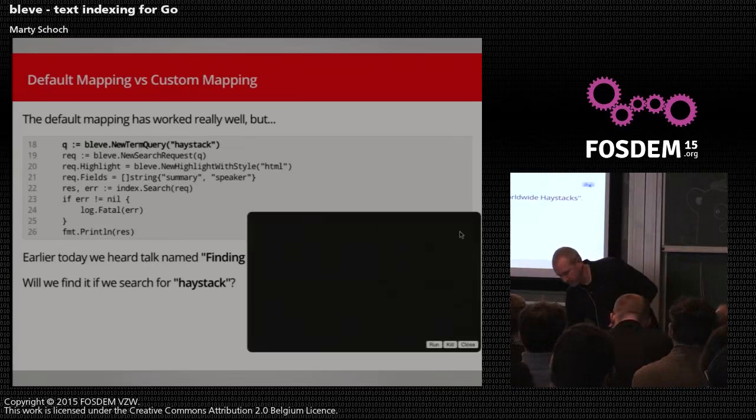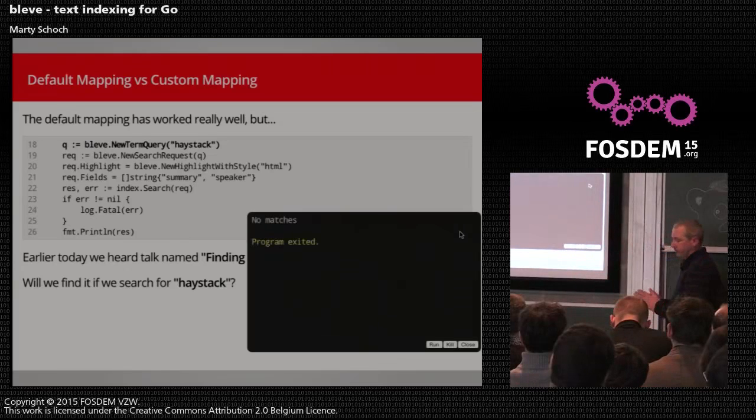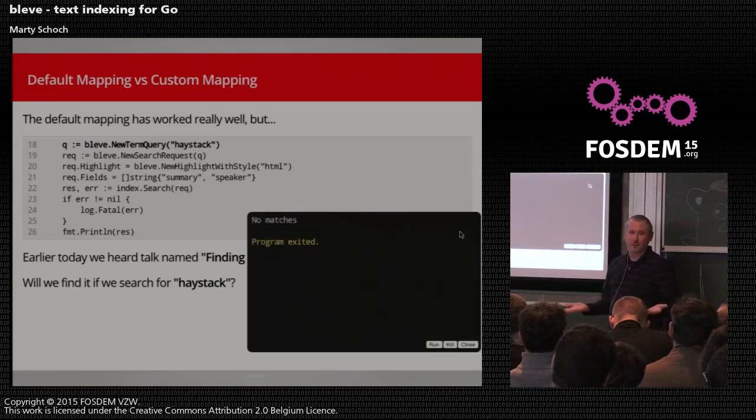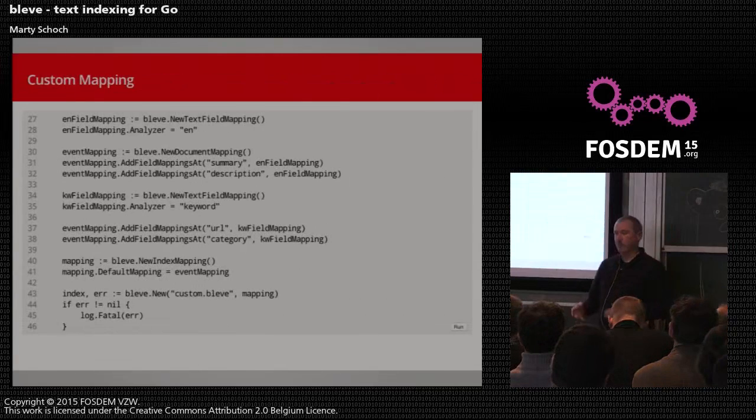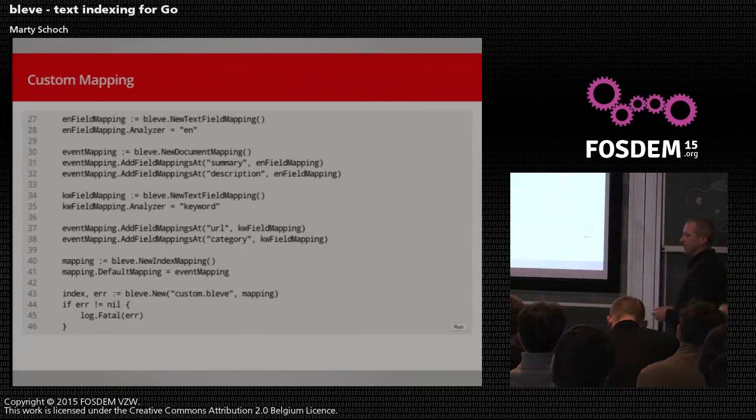Let's try it. It's not going to find it right now. Anyone have a guess as to why it didn't find it? Right. So fuzzy would be one approach that would also accomplish the same goal. But ultimately, what I want to focus on in this slide is changing the mapping to get better results here.